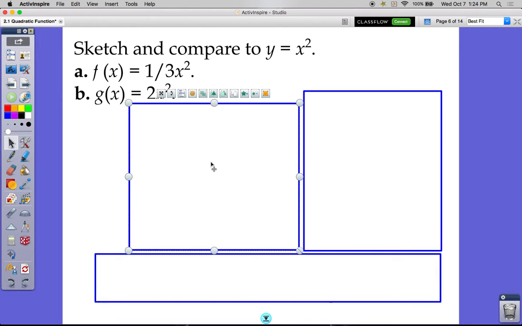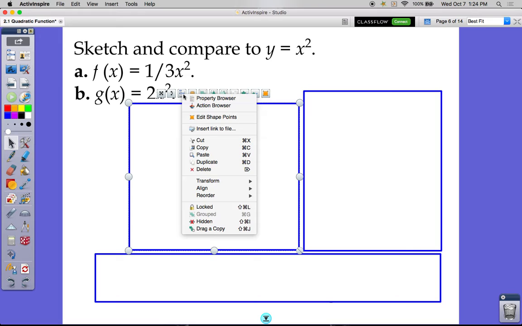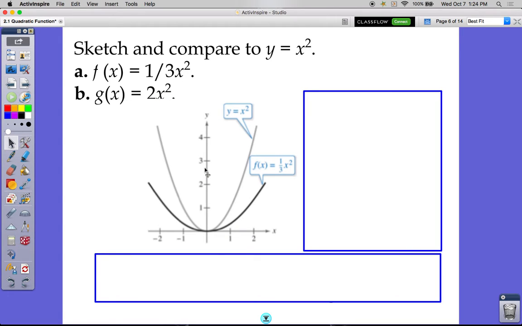I graph them. So for part A, I'm going to graph both of them, x squared and 1/3 x squared. Notice the difference. Now, what used to be my vertex at (0, 0) did not move, still my vertex is (0, 0). But on the original, when I plugged in a 1, I got 1. When I plugged in a -1, I got a positive 1 as well.